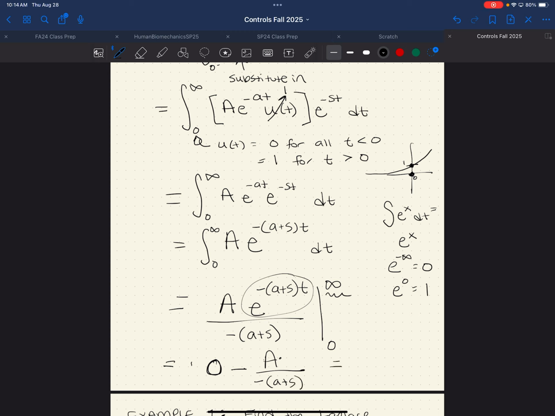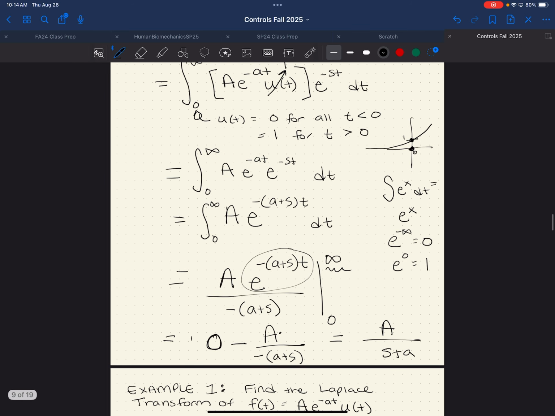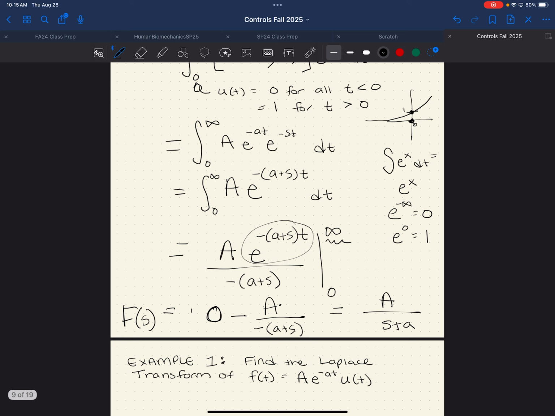Okay, this all simplifies down to, if I get rid of the ugly 0 and I do my negatives, I get big A over s plus a. So this is equal to, don't forget, the Laplace transform of f of t. Do you see any more t's? T's are gone. S's are in. S's are hot right now. S is the new t.